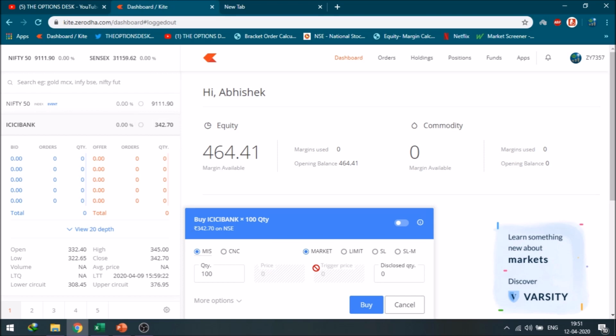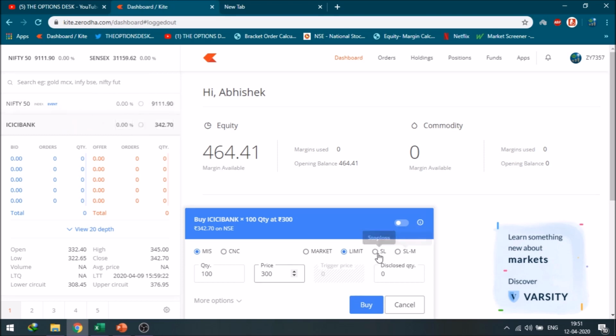Now understanding what a limit order is. As you can see, with a limit order you can add a price of your choice. Assume the market is open right now and ICICI Bank is at 342, but I want to buy only when ICICI Bank gets to 300. So I place this order, and it will only get executed once ICICI Bank gets to 300 rupees.